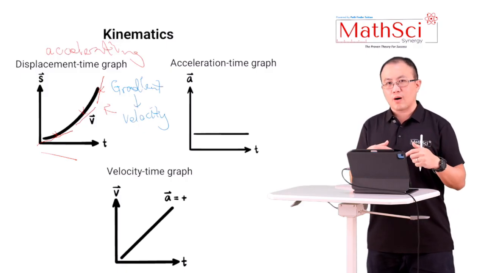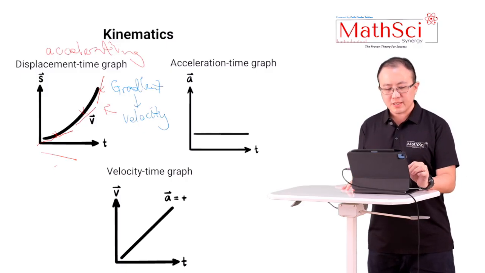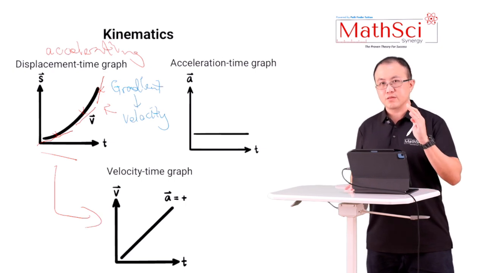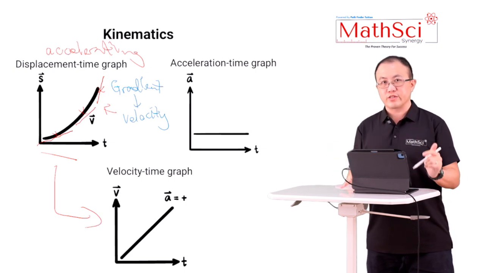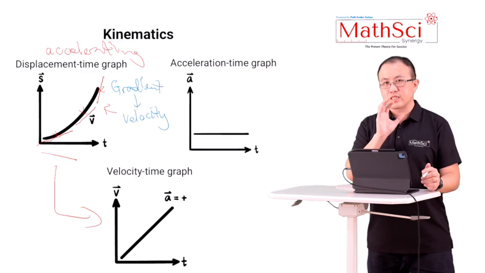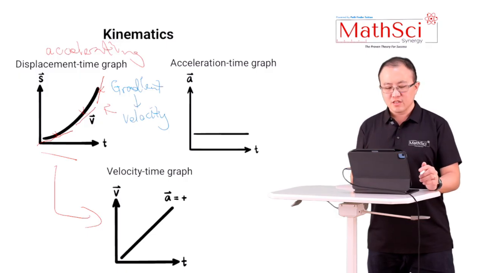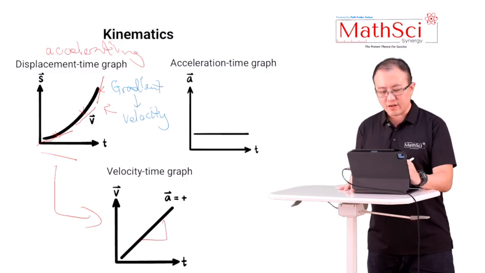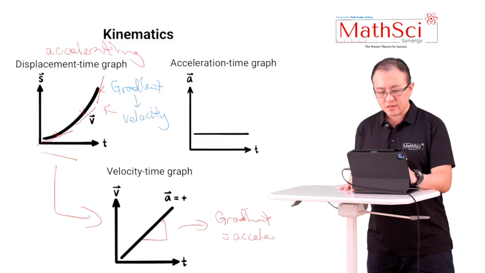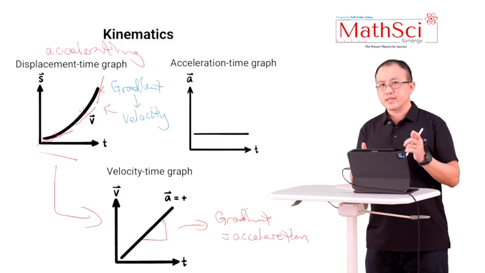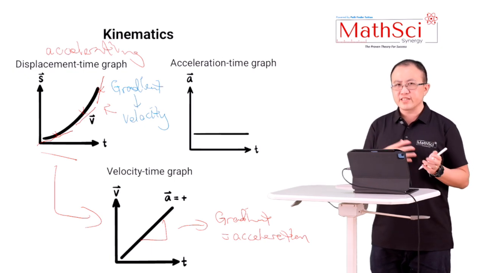So now if I ask you to copy to a velocity time graph, just make sure you draw a graph where the gradient is positive and its velocity keeps increasing, getting faster and faster. But the thing is that we cannot tell from the displacement time graph what exactly the acceleration is. But you can tell from the velocity time graph what the acceleration is. So the gradient of the velocity time graph will give you the acceleration. You can get it.